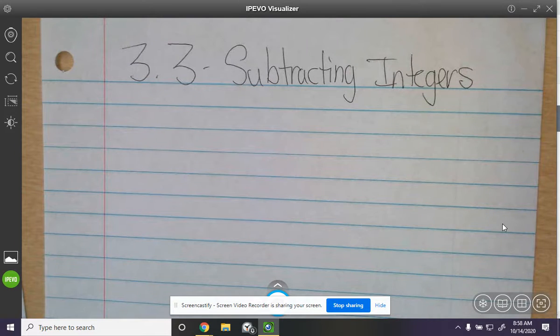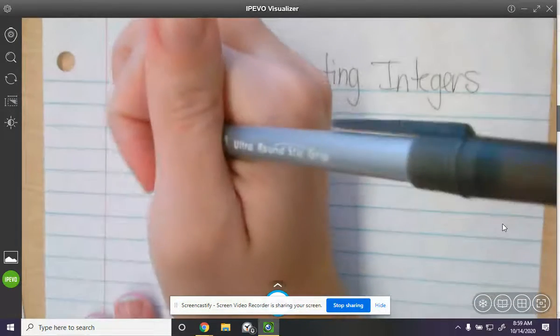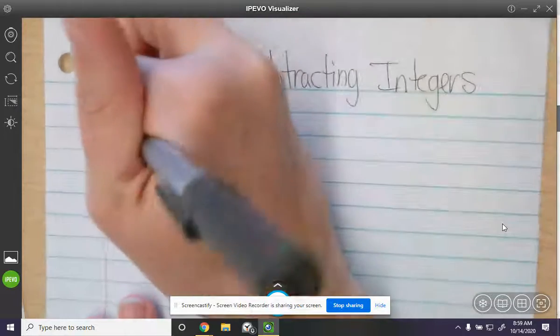All right, today we are doing 3.3, subtracting integers. Okay, here's a very, very key thing that I need you guys to understand. I'm going to write it in all caps because that's how serious I am about it.